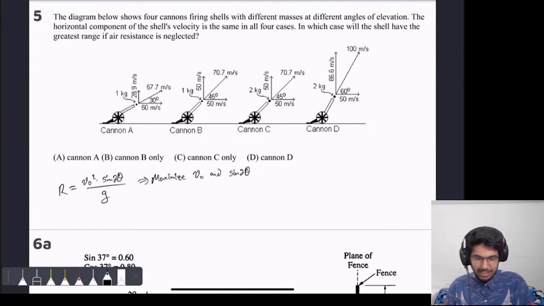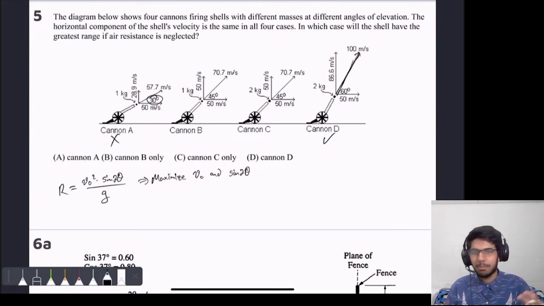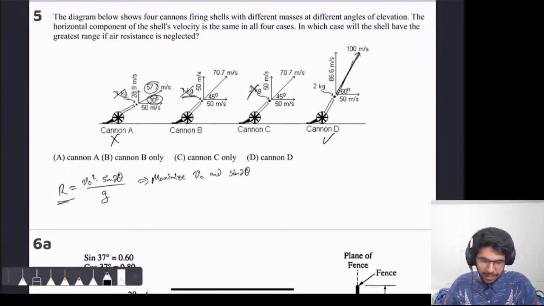You know, D seems like the best, right? It has this huge 100 meters per second. A just seems incorrect, right? The 2 theta will be 60 degrees, sine of 60 degrees is square root of 3 over 2. Well, that's like 0.8, and then we square this value, right? And note that we're also given the mass, but mass doesn't matter, because that's the equation for range. And then B and C are quite similar. The only difference is the mass, and that doesn't matter. So B and C are pretty much identical.